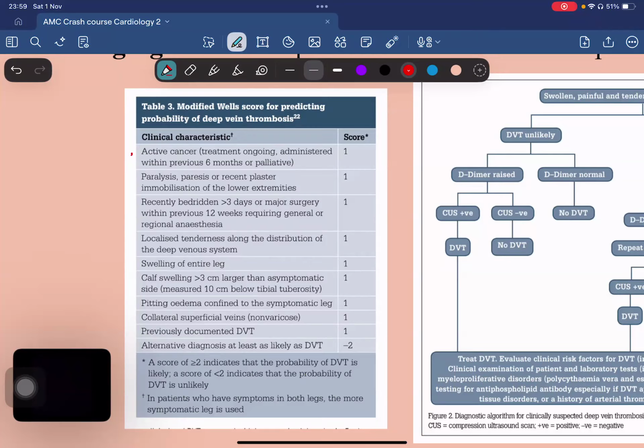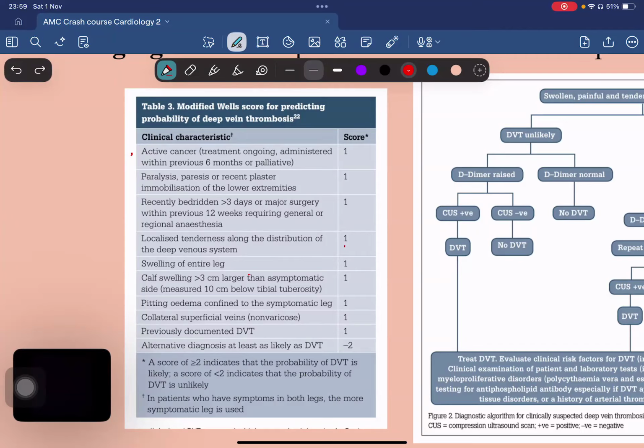If there's any active cancer or treatment administered within previous 6 months or palliative, you get 1 point. And paresis, or recent plaster immobilization of the lower extremities, you get 1 point. Recently bedridden more than 3 days or major surgery within previous 12 weeks requiring general or regional anesthesia, you get 1 point. And localized tenderness along the distribution of the deep venous system, you get 1 point. Swelling of the entire leg, again you get 1 point.